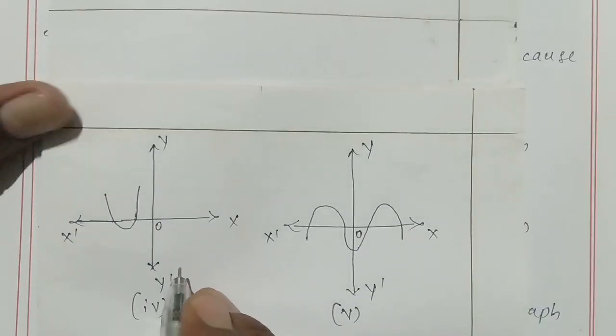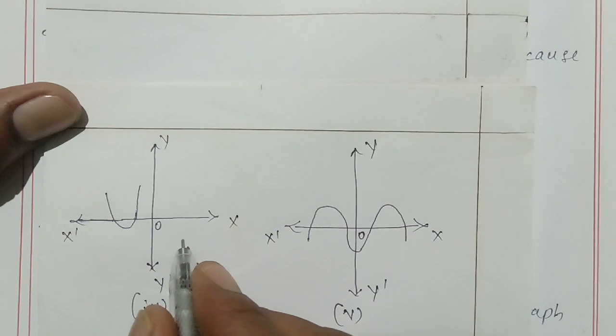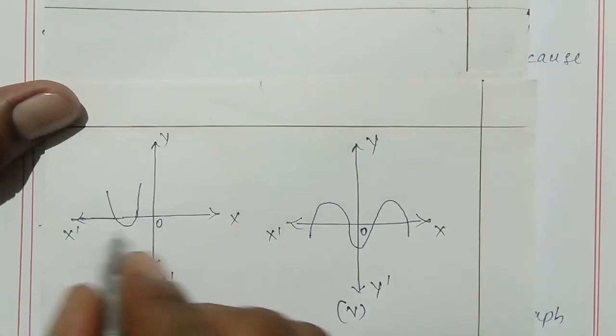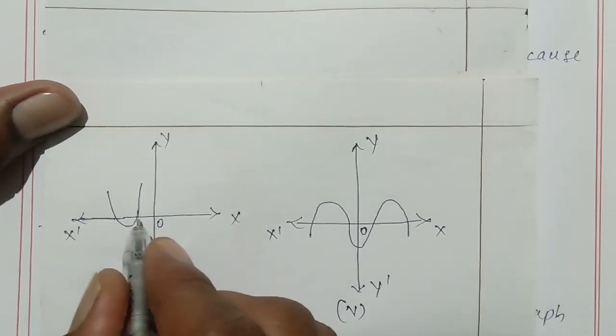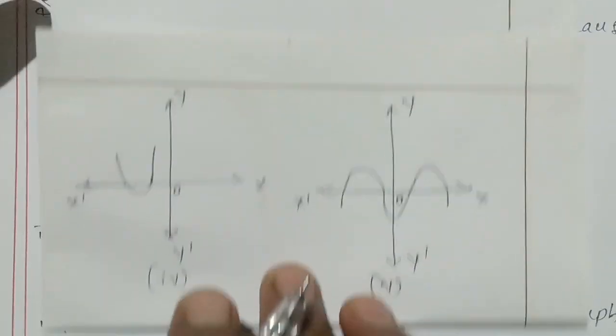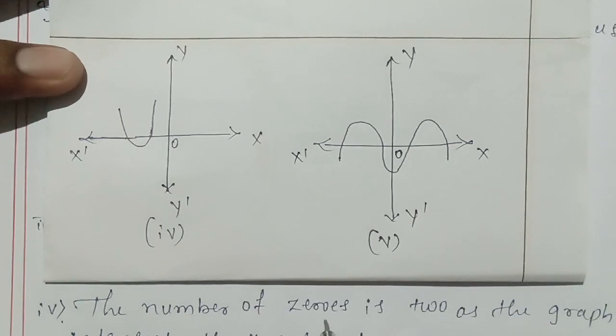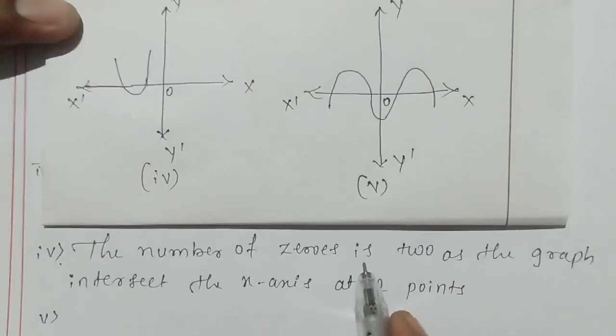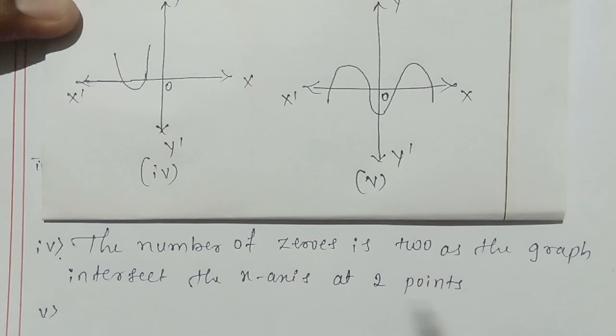So next, the fourth question. In this graph, it intersects the XOX dash axis at 2 points. Correct? So that's why the zeros of the graph is 2. So you can write here: the number of zeros is 2 as the graph intersects the x axis at 2 points.